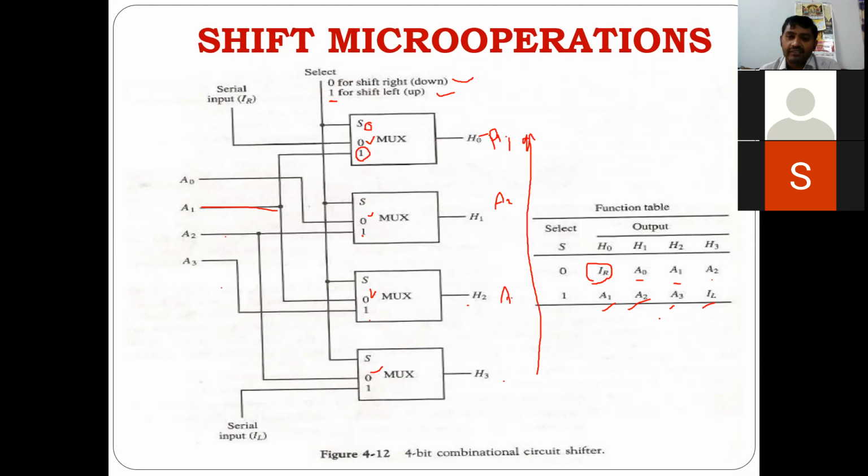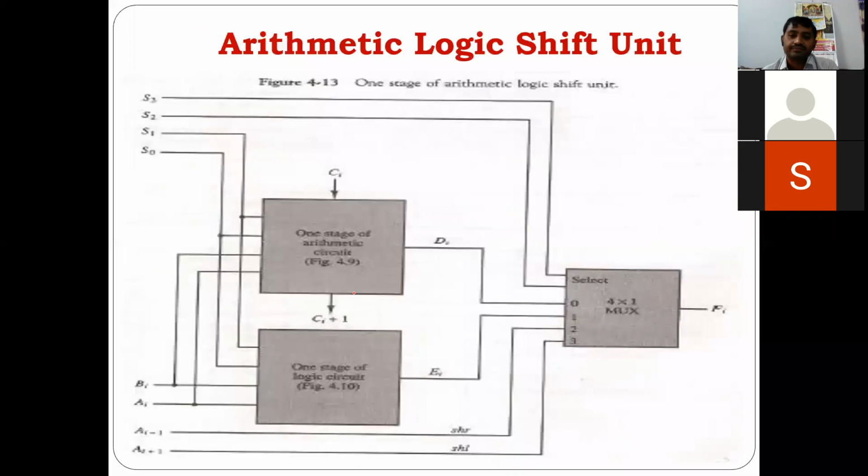Whereas in the previous case, S is equal to 0, what is that? First, this is IR. It was supposed to be A0, but it is IR, A0, A1, A2, this way. So shift down, shift left, that is shift up. This is a shift micro operation, a 4-bit combinational circuit. Sometimes you need to remember this circuit. For 2 marks, there may be a chance that they will ask this question.